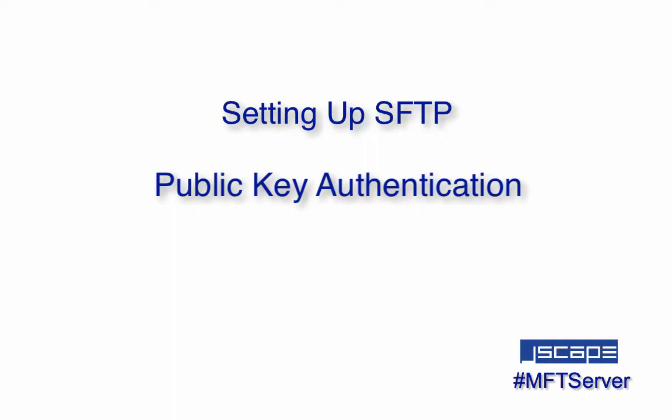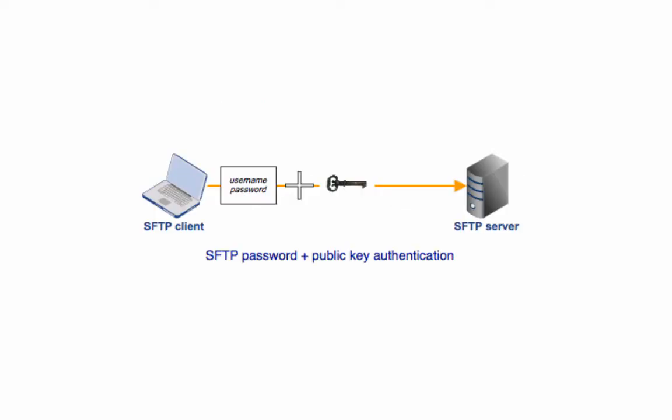In today's video, we'll teach you how to set up SFTP public key authentication on JSCAPE MFT Server. Public key authentication allows you to enforce two-factor authentication to users connecting through the SFTP service. Two-factor authentication can be achieved by activating both password authentication, which authenticates based on something the user knows, and public key authentication, which authenticates based on something the user has.